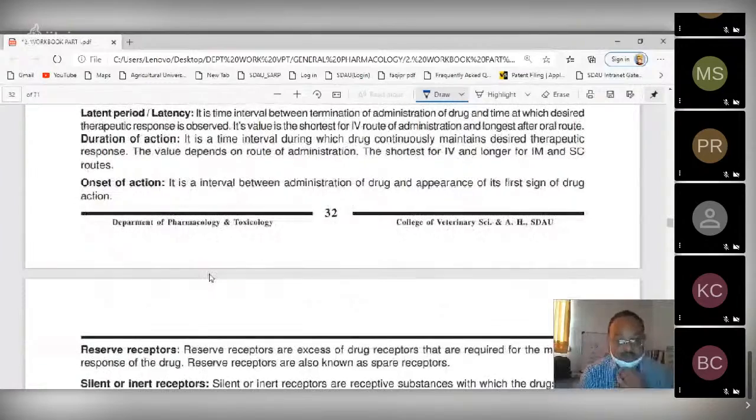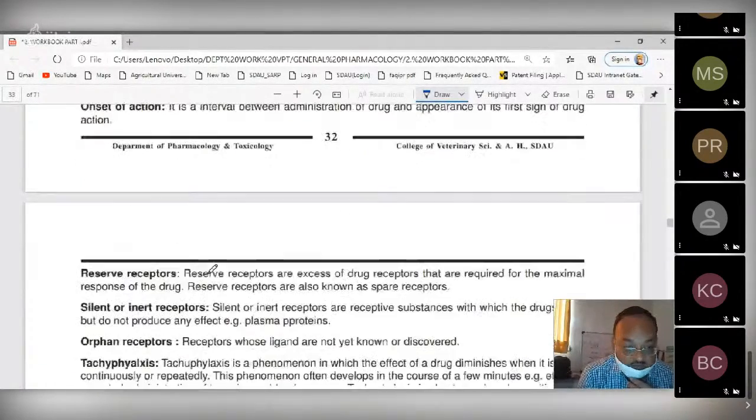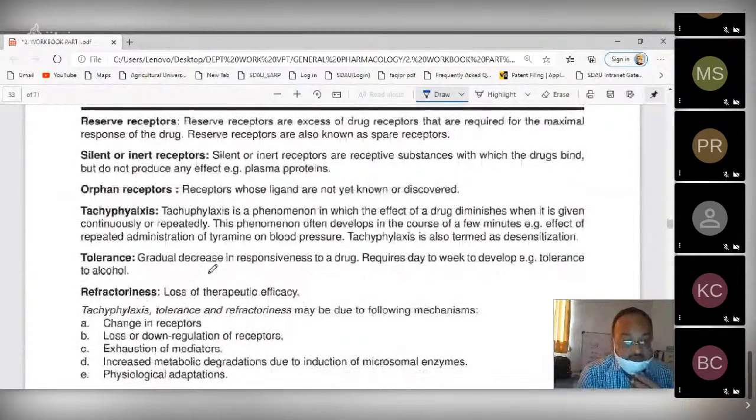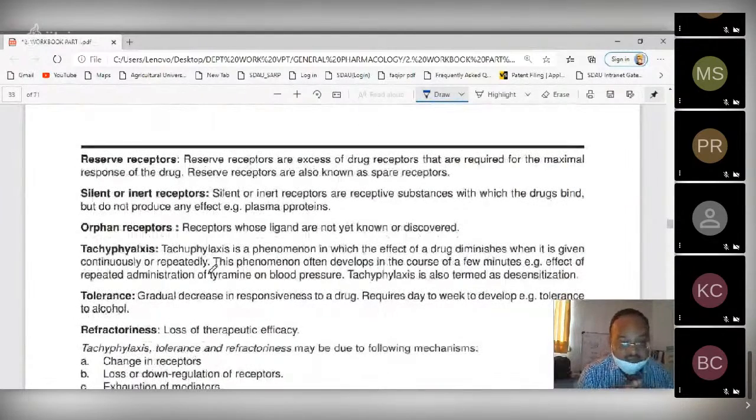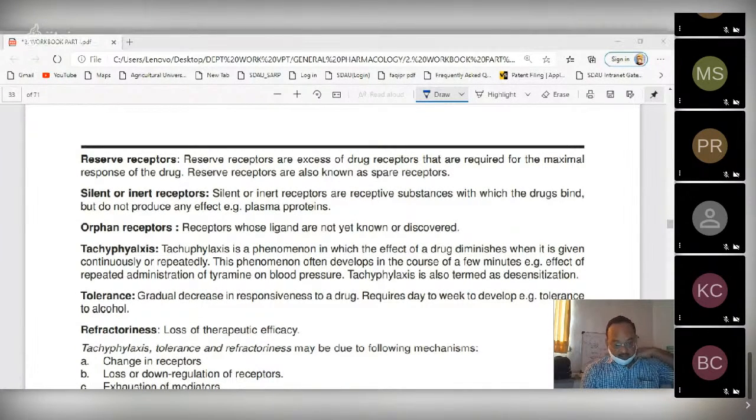It's the interval between the administration of the drug and appearance of its first sign of drug action. Reserve receptors. So what is a reserve receptor? Already we have discussed types of the receptor, drug receptor interaction. Now these reserve receptors are the excess of the drug receptors that are required for maximum response of the drug.